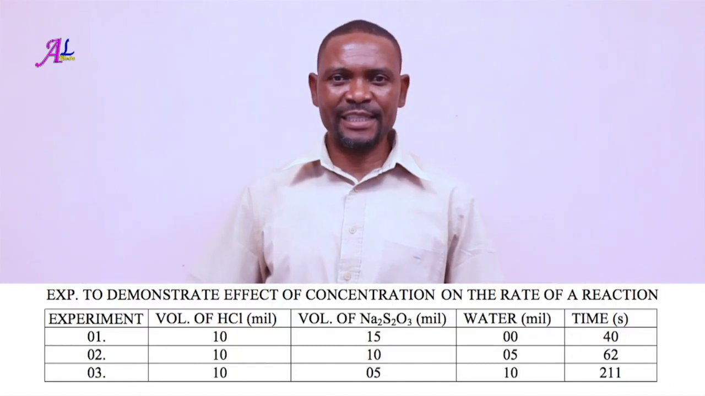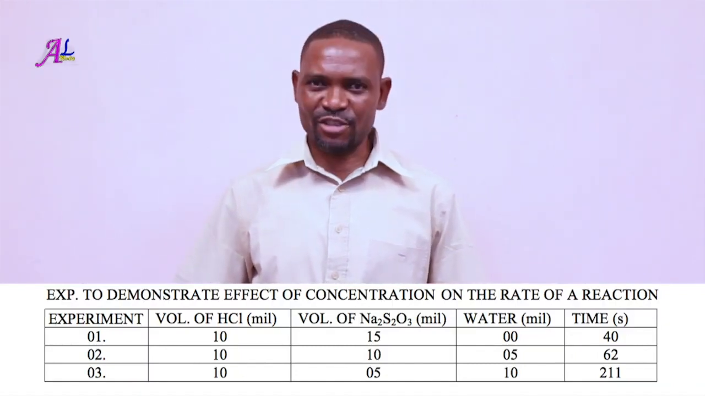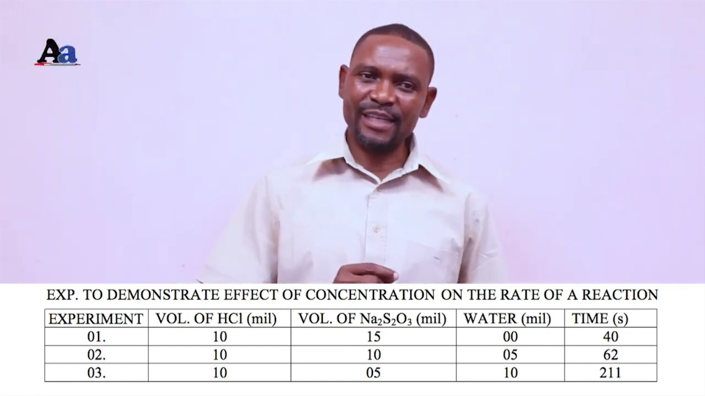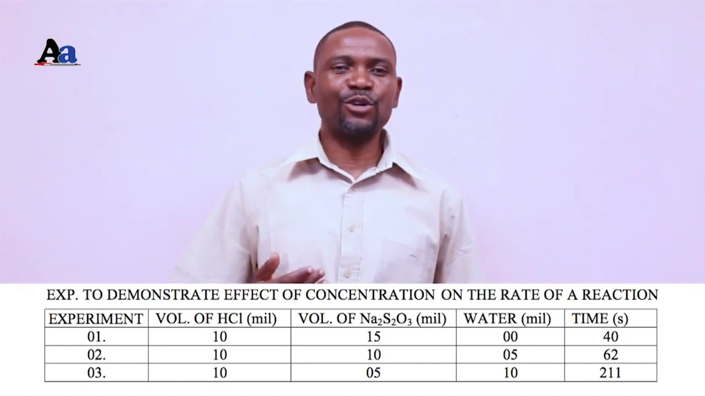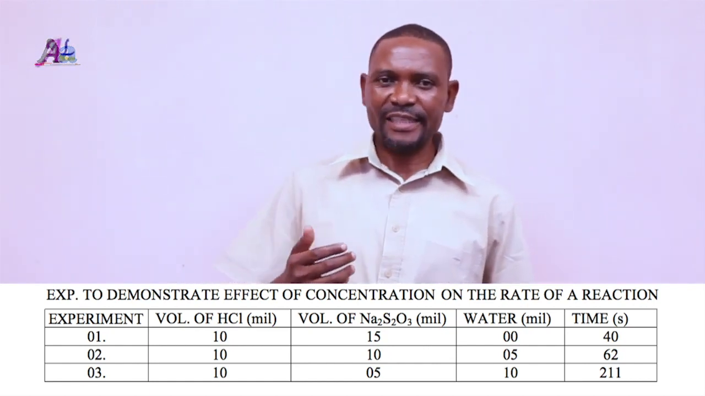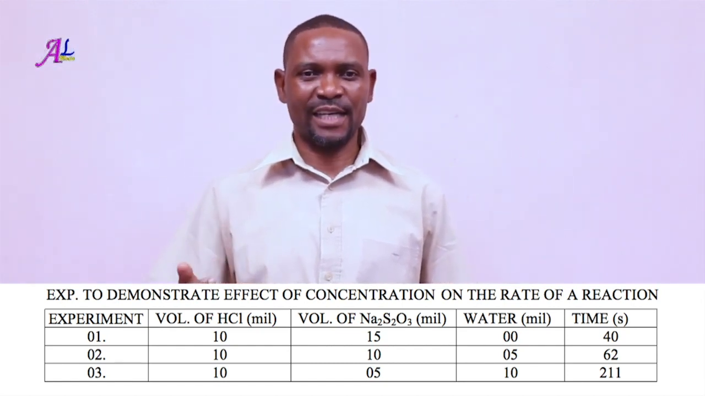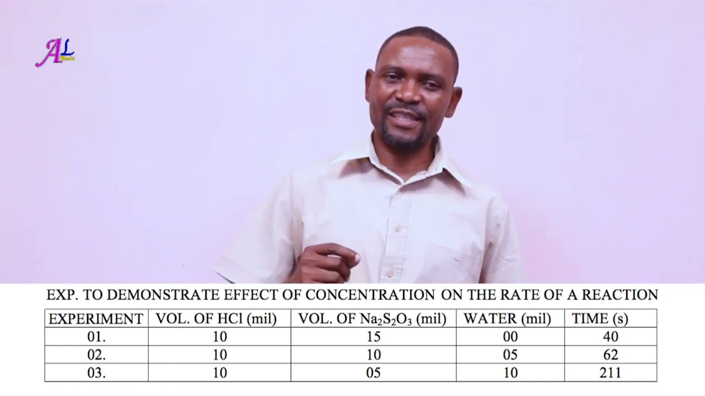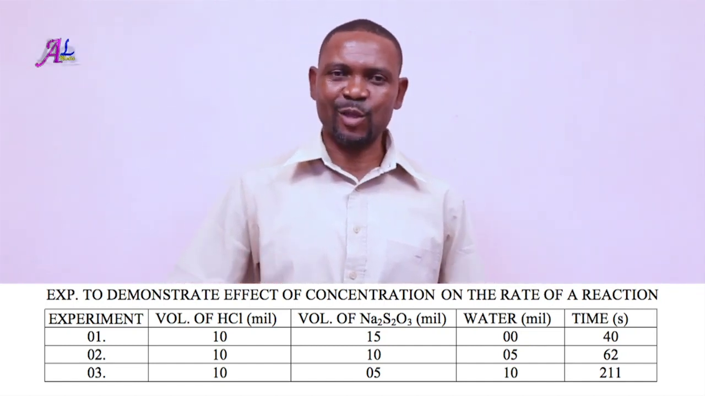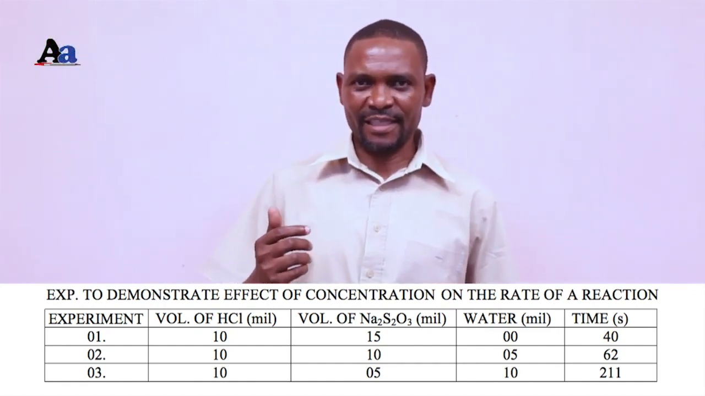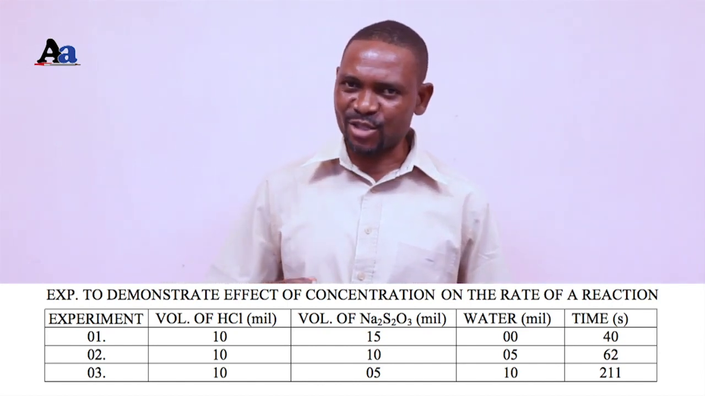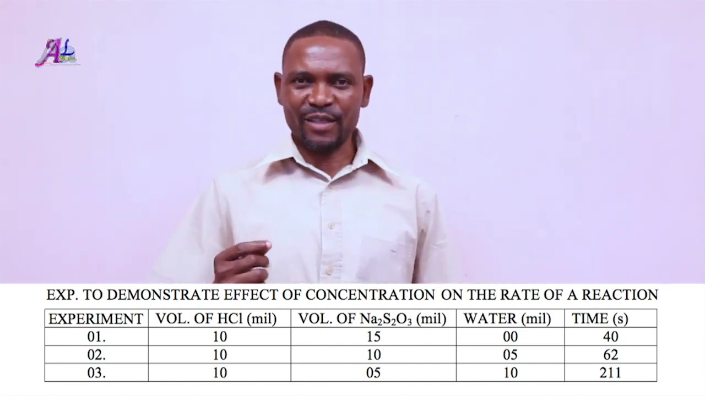So according to the experiment that you have just observed, the experiment shows that the rate of reaction is really affected by the concentration of the reacting species. By varying the concentrations of sodium thiosulfate, time also varied. So in conclusion, as the concentration is high, the rate of reaction is also high. And as the concentration is lowered, the rate of reaction becomes low. In short, the higher the concentration of reacting species, the higher the rate of chemical reaction. And the lower the concentration of the reacting species, the lower the rate of reaction.